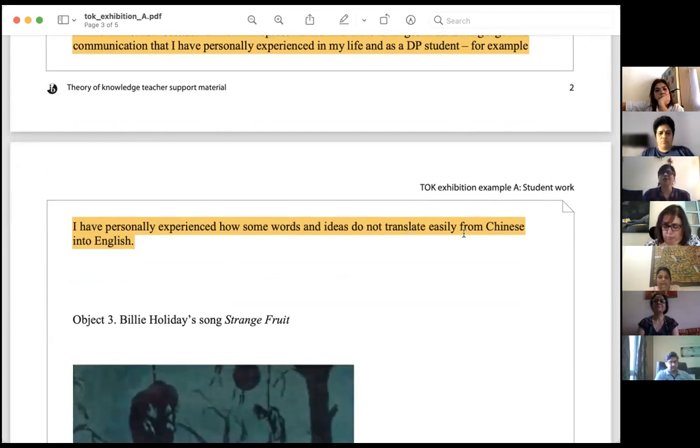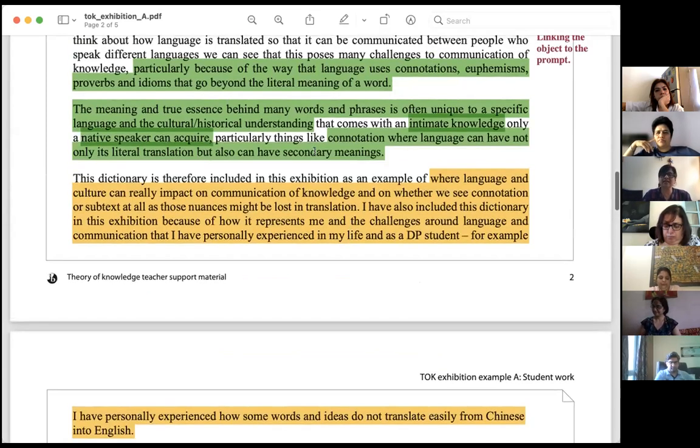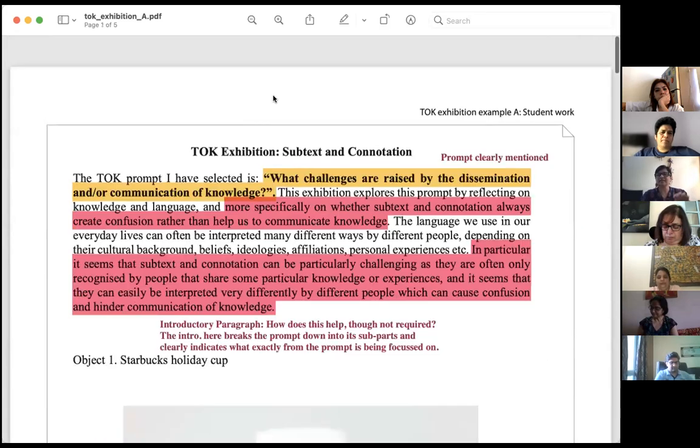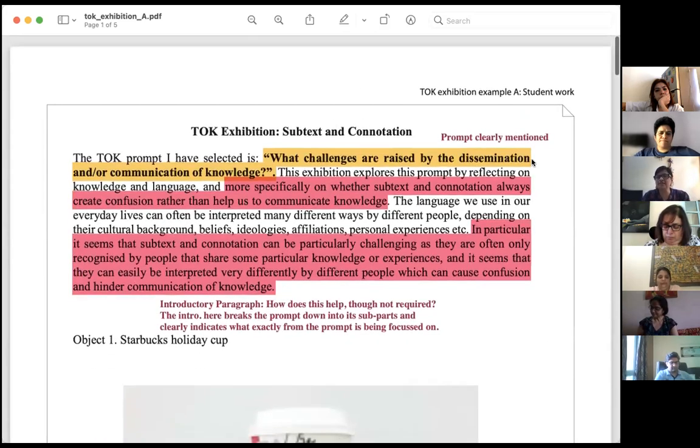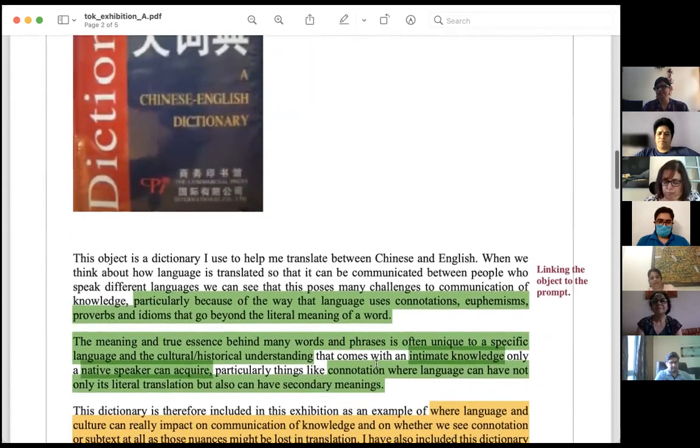For example, I personally experienced how some words and ideas do not translate easily from Chinese into English. So because of this loss in translation, or the inability to literally translate, or the fact that certain words are understood best if you have an intimate knowledge of the culture or the historical background, there is the chance of challenges in the dissemination and communication of knowledge. How beautifully the child has brought forward the whole thing here.